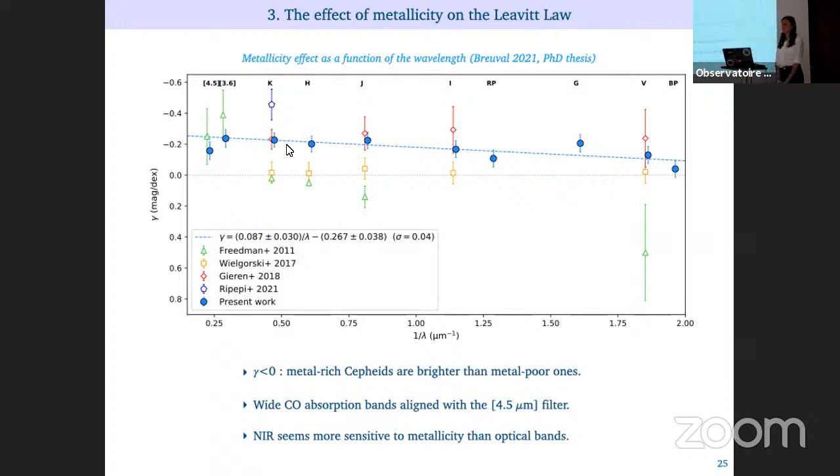And we can see there is a slight trend. It seems that the near infrared is more sensitive to the metallicity than optical, which is opposite to what was suggested before. Many studies considered that the near infrared is less sensitive to metallicity.